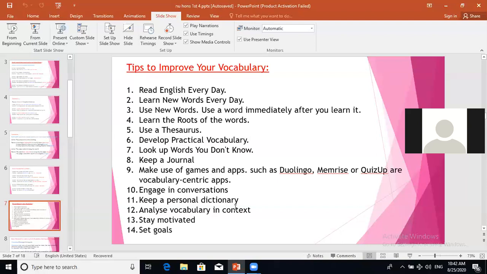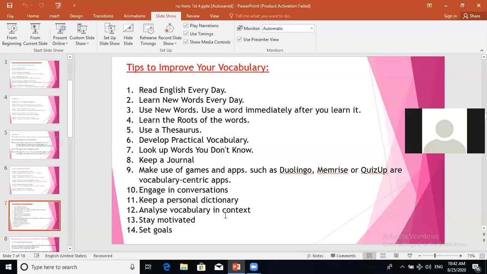Keep a personal dictionary. You should keep a personal dictionary, which means you should keep a diary or notebook. The new words you are learning every day, you should write them down in a personal diary that would work as a dictionary. At the end of the day or at the end of the month, you see how many words you have learned. Analyze vocabulary in context.